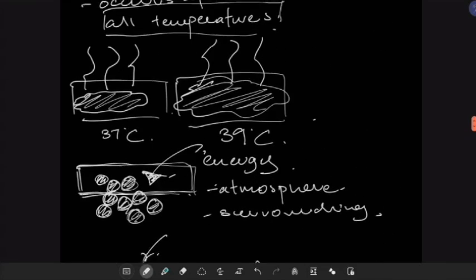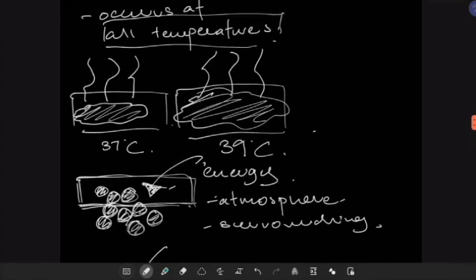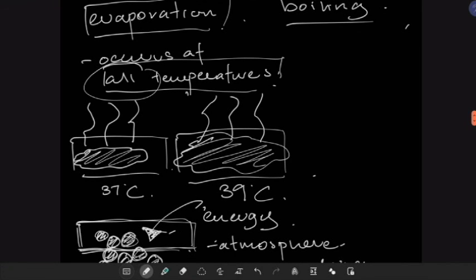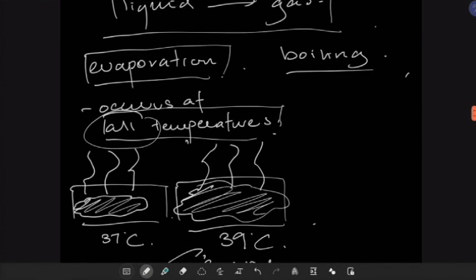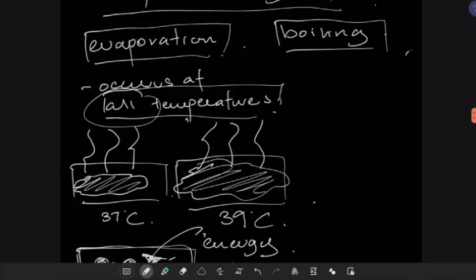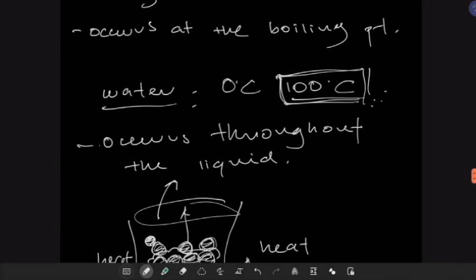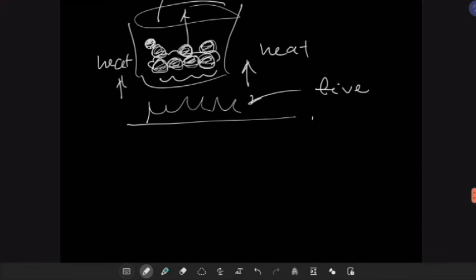So the main difference between evaporation and boiling is that evaporation occurs at all temperatures. That means if I have water now, it is evaporating. If you have water, it is evaporating as well. While boiling only occurs at the boiling point and above. So 100 Celsius, 101 Celsius, 102 Celsius, and so on. You get the idea.